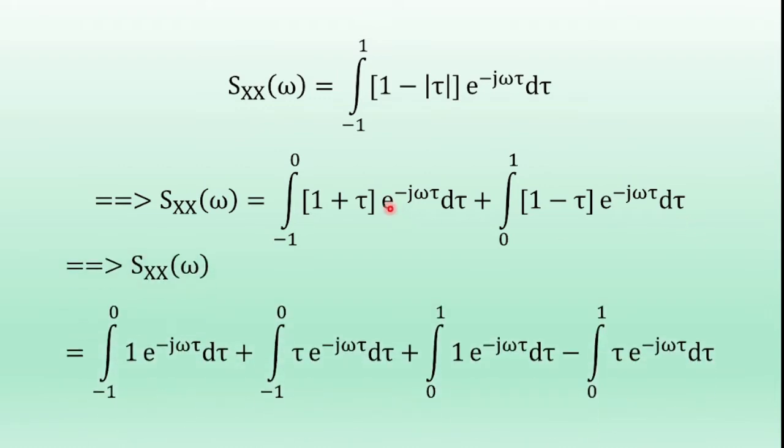Now we are multiplying e power minus j omega tau within the bracket term and applying the integration to each term. We have the integral from minus 1 to 0 of 1 e power minus j omega tau d tau, plus the integral from minus 1 to 0 of tau e power minus j omega tau d tau, plus the integral from 0 to 1 of 1 e power minus j omega tau d tau, minus the integral from 0 to 1 of tau e power minus j omega tau d tau.